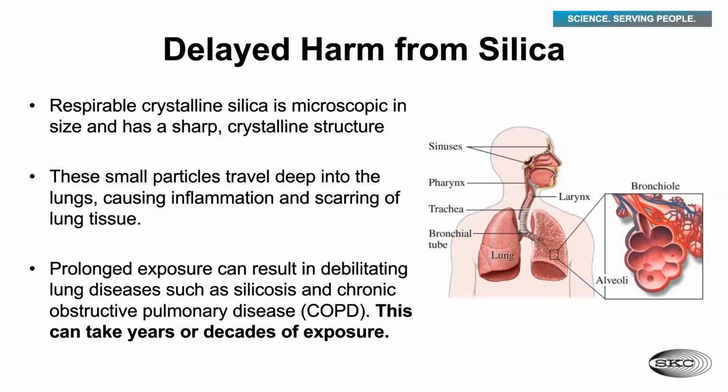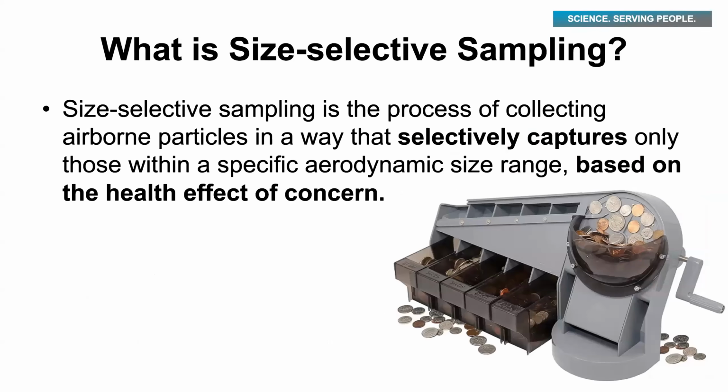Now, these small particles are smaller than we can visually see. They are traveling deep down inside of our lungs, and they are bypassing a lot of the defense mechanisms that our body has in order to protect us from dust and other things getting into our lungs. And so this is where helping people understand the size and scale of what we're trying to do becomes a little bit challenging. So what is size-selective sampling, and how can we help people understand it a little bit better?